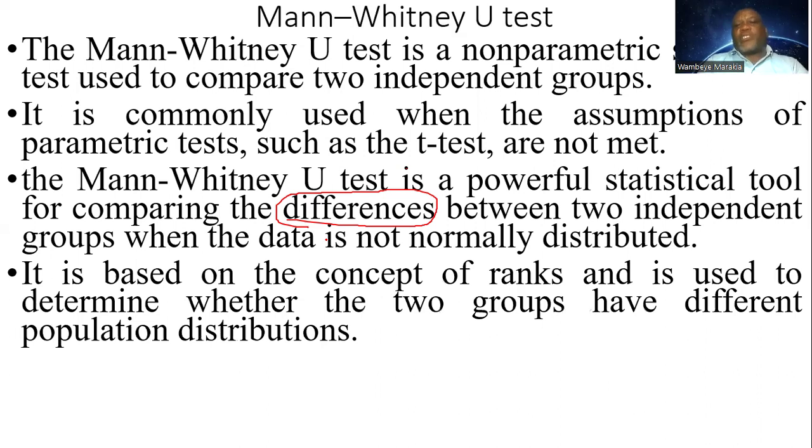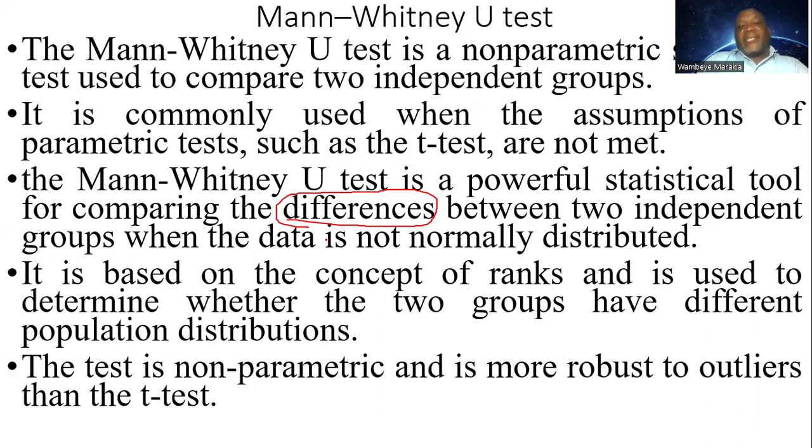It is based on the concept of ranks, and it's used to determine whether the two groups have different population distributions. The test is non-parametric and it's more robust when outliers are involved. Tests such as the t-test will be affected by outliers, but this test will not be affected by outliers because we are using ranks.